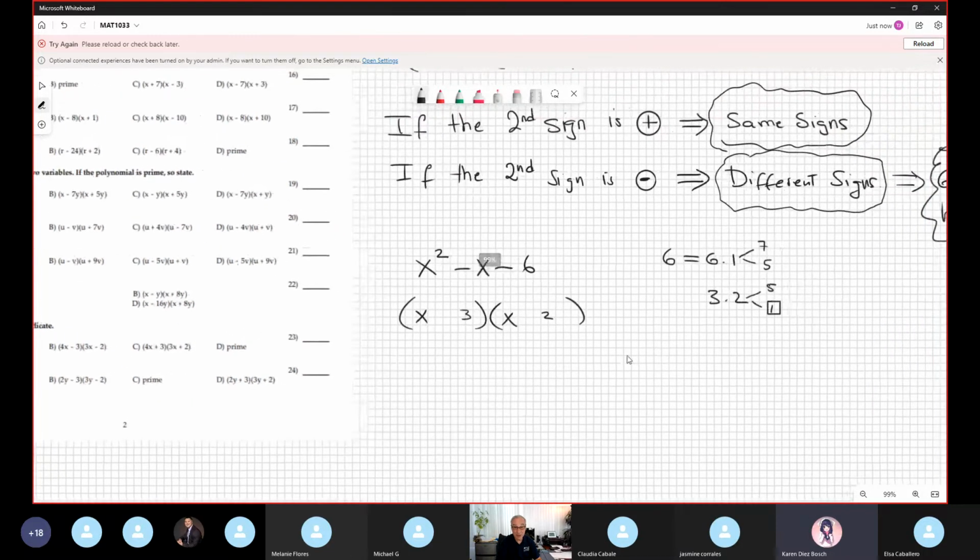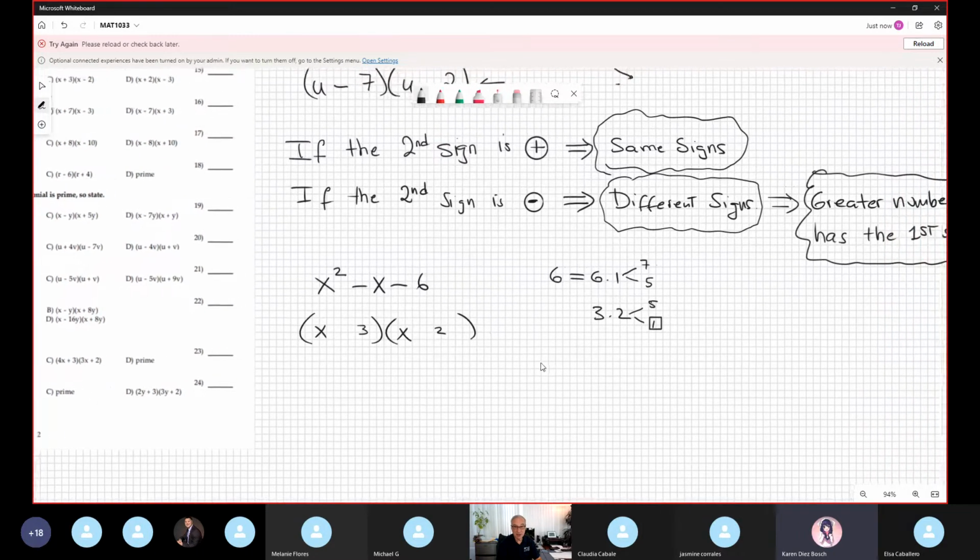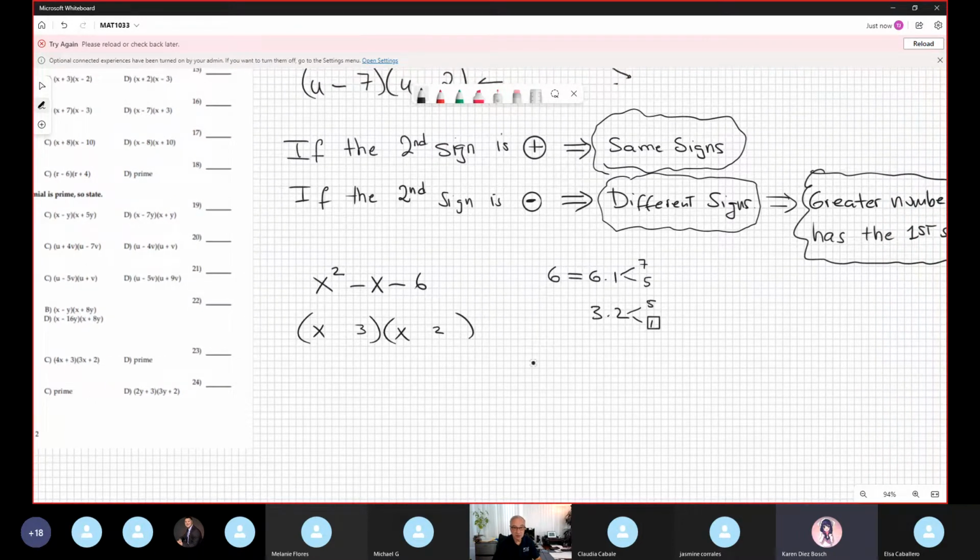So this is the moment to adjust the signs according to the rule. My second sign is negative. Look, this is this case, so we expect different signs. Who is positive? Who is negative? Well, the bigger one is important. The greater number, 3, obviously has the sign of the first one. It's negative, and the other is positive.